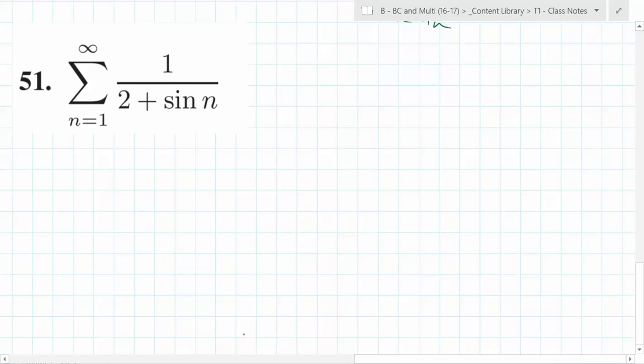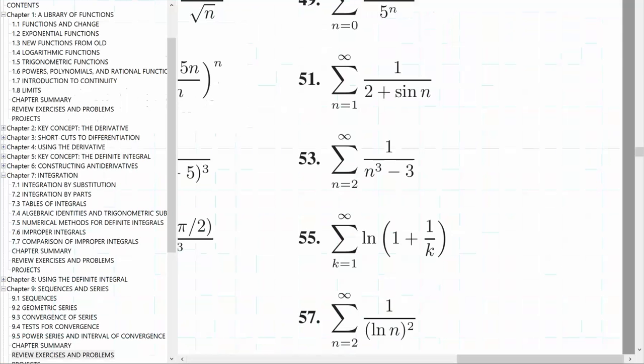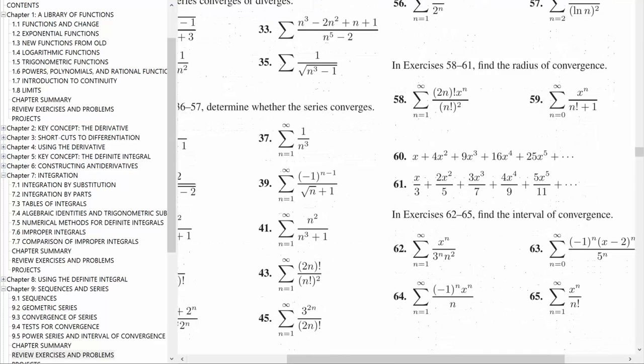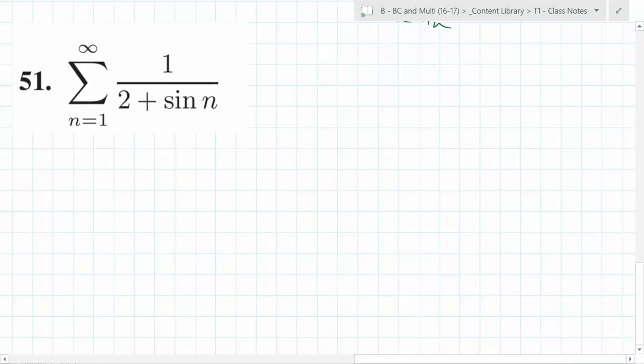Okay, so for this one right here, is it just asking converge or diverge? Does it say what test to use? Yeah, it just says, does it converge or diverge, right?